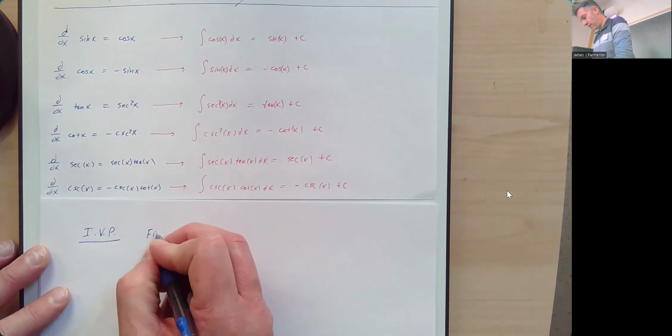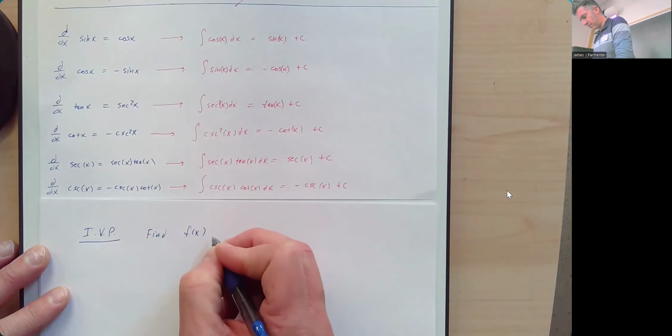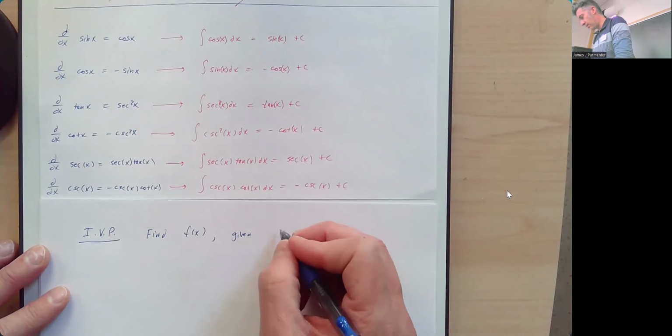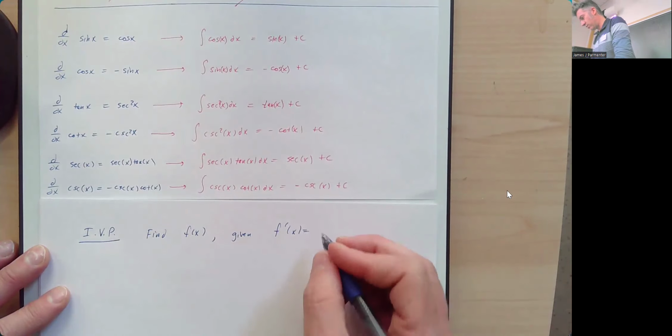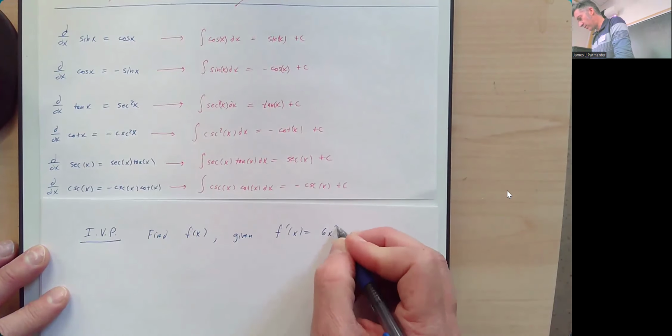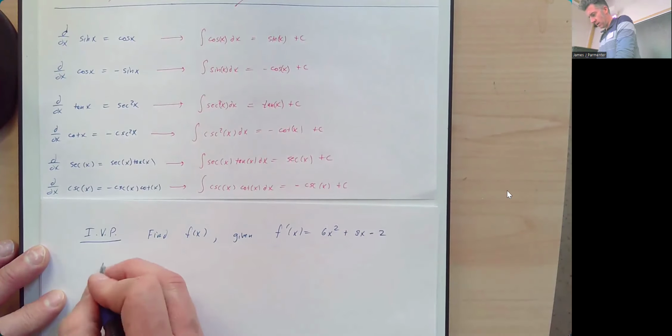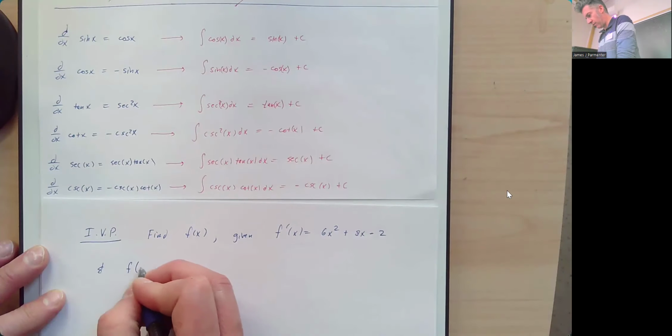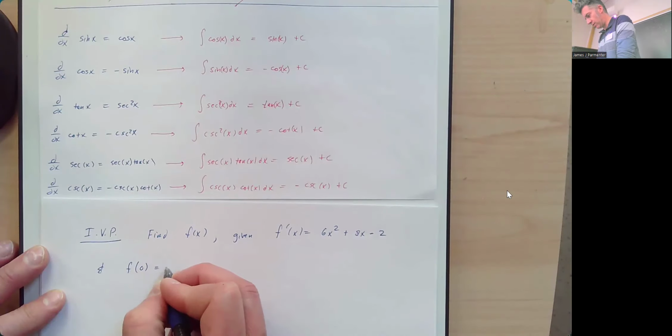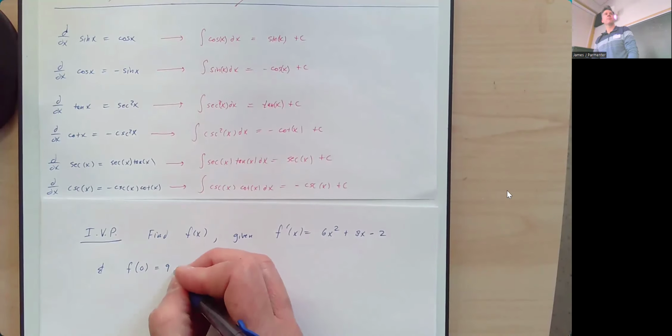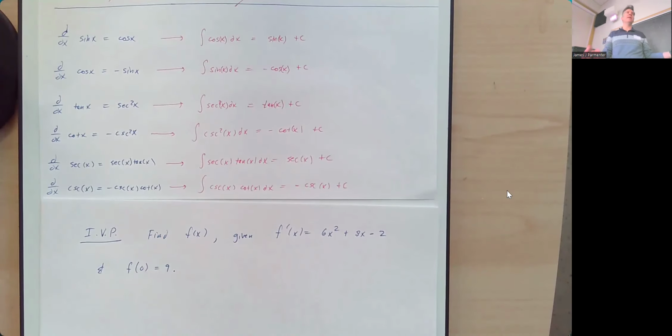So find the function f of x given that the derivative is equal to 6x squared plus 8x minus 2. And we know that f of 0 is equal to 9. The words we're not saying, even though we mean them, are find the antiderivative and then figure out what the constant c is using this initial condition.